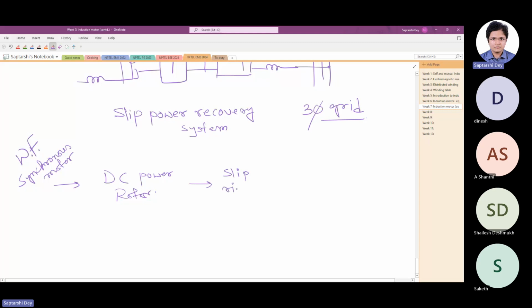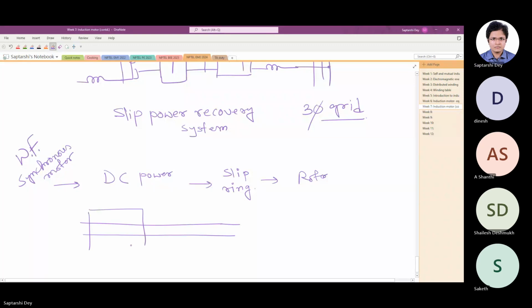Commutator has DC at one side, AC on the other side. So slip ring brush, DC power goes to the rotor. So now here you have a moving contact. Sometimes you might want to avoid that. To do that, a hollow shaft is used. Say this is the shaft, and this is the rotor of the synchronous motor.